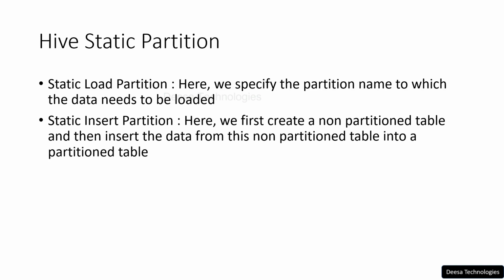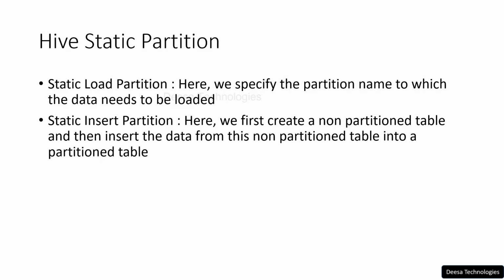In static load, we specify the partition name to which the data needs to be loaded. In static insert, first we create a non-partition table, which is a normal table, and then we insert the data from this non-partition table into a partition table. So you need to create two tables: one is your partition table, the other is your non-partition table. You insert the data into the non-partition table, and from there, you insert the data into your partition table. Again, we'll see an example of all of this that will make things a lot easier.